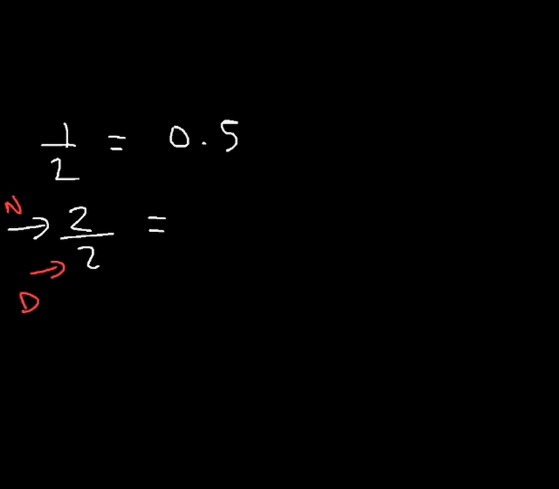Now there are some common fractions that you simply want to commit to memory. You just want to know them. It can help you if you need to do a quick calculation, especially in your head. 1/2 is 0.5. 2 over 2. Whenever the numerator, which is the top part of the fraction, and the denominator, which is the bottom part of the fraction, have the same value, the value of the entire fraction is a whole. It's equal to 1.